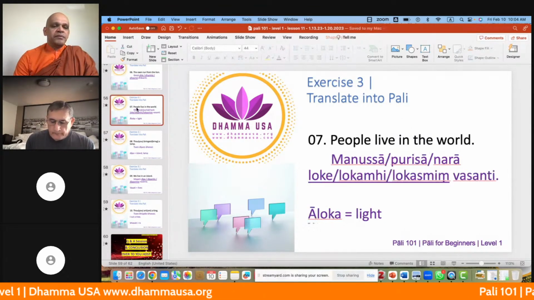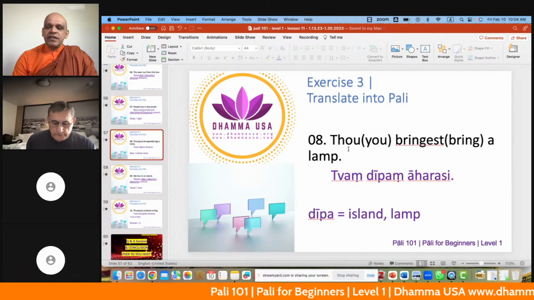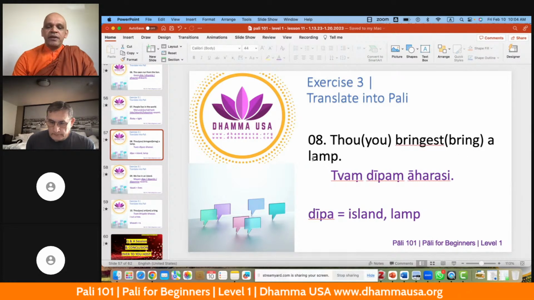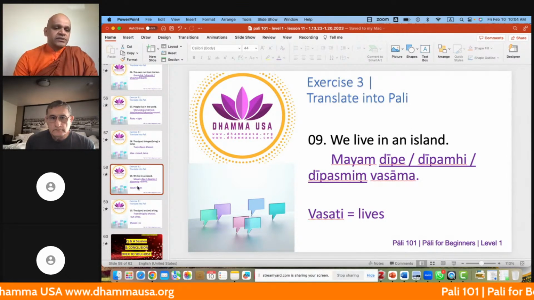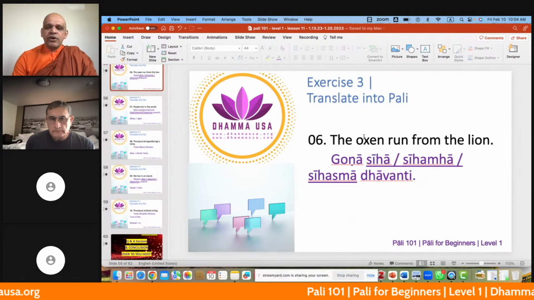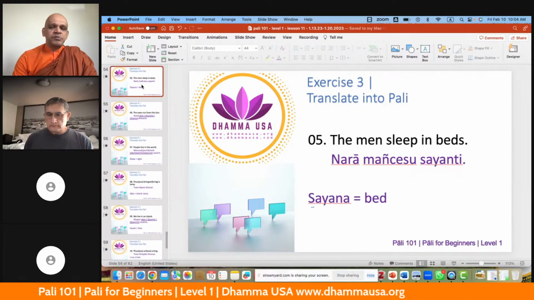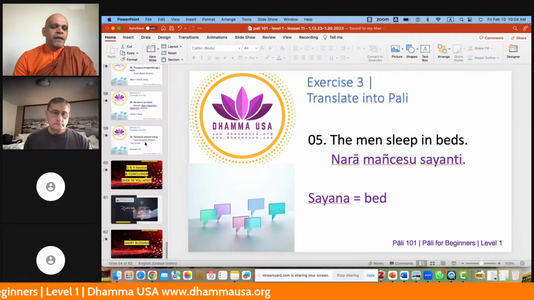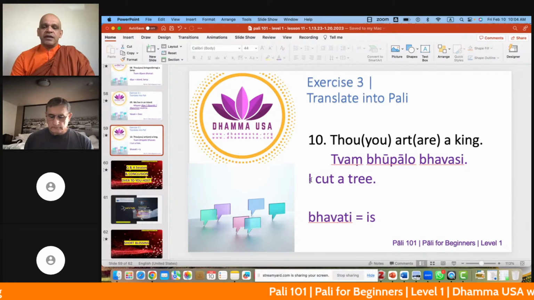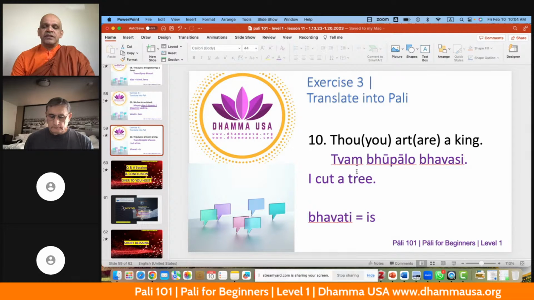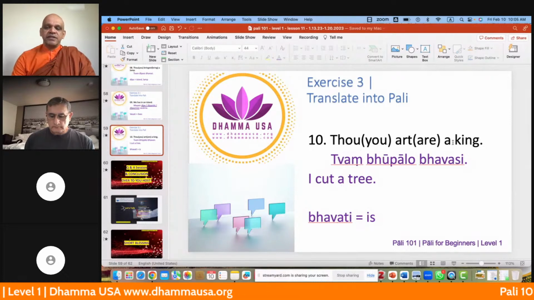These are actually people who live in the world, so they have different forms. And here, "thou bringest the lamp" - you can see thou and lamp are different. And we live in an island, so it is also different. And I think here oxen from the lion, they are also different. Especially when it comes to finding the object, Dutiya Vibhakti, make sure that it comes as Dutiya when it is different. Over here it is not different. It is the same person.